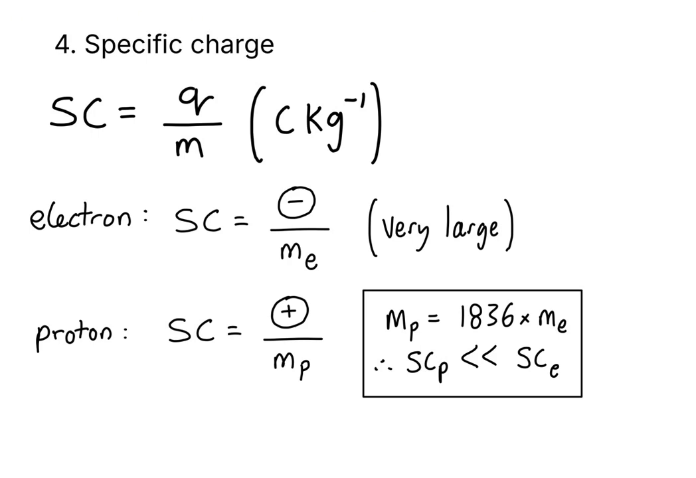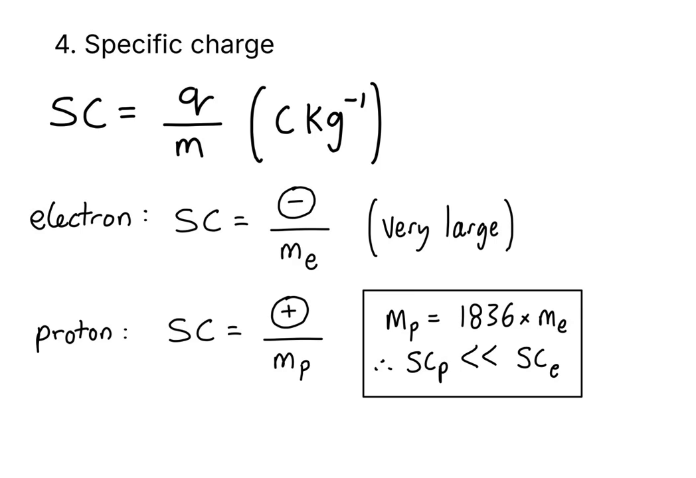Next, a small idea that comes up a lot in exams, specific charge. Specific charge is simply the charge of a particle divided by its mass, charge per kilogram, and its units are coulombs per kilogram. That's the whole definition.